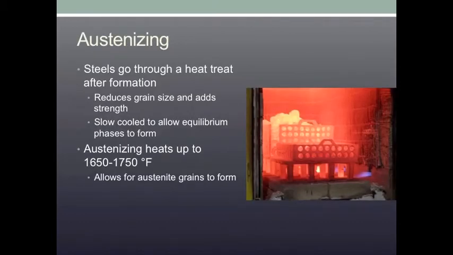The post-formation process of steels involves a heat treat process, which is designed to reduce the grain size in the steel and thus increase the strength of them. After the steel is heated all the way through, it is allowed to slow cool, which allows the equilibrium phases to form. This process is known as normalizing. Austenizing is the next step. This process of austenizing is where the steel is heated up above the eutectoid isotherm at 727 degrees Celsius.